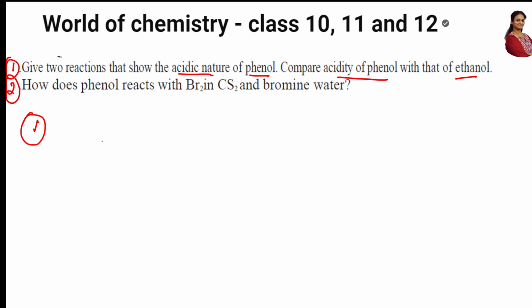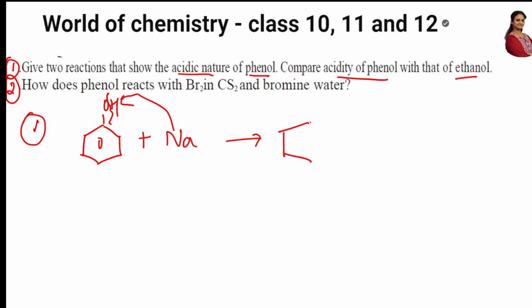The same thing. I'm going to take phenol. One reaction: I will react it with a highly reactive metal, that is sodium. Metal plus a particular compound. If it is an acid, and here phenol is acting as an acid. What will happen? The O-H bond breaks here. This sodium goes and attacks. What will I get? I will be getting a compound that is nothing but sodium phenoxide, ONa.